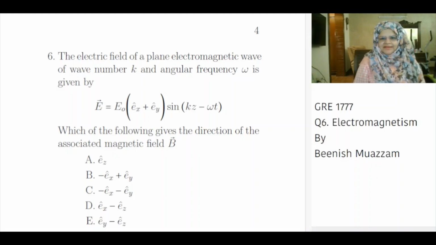The electric field of a plane electromagnetic wave of wave number k and angular frequency omega is given by E = E0 (x̂ + ŷ) sin(kz − ωt). Which of the following gives the direction of associated magnetic field B? A, ẑ. B, −x̂ + ŷ. C, −x̂ − ŷ. D, (x̂ − ẑ), (ŷ − ẑ).